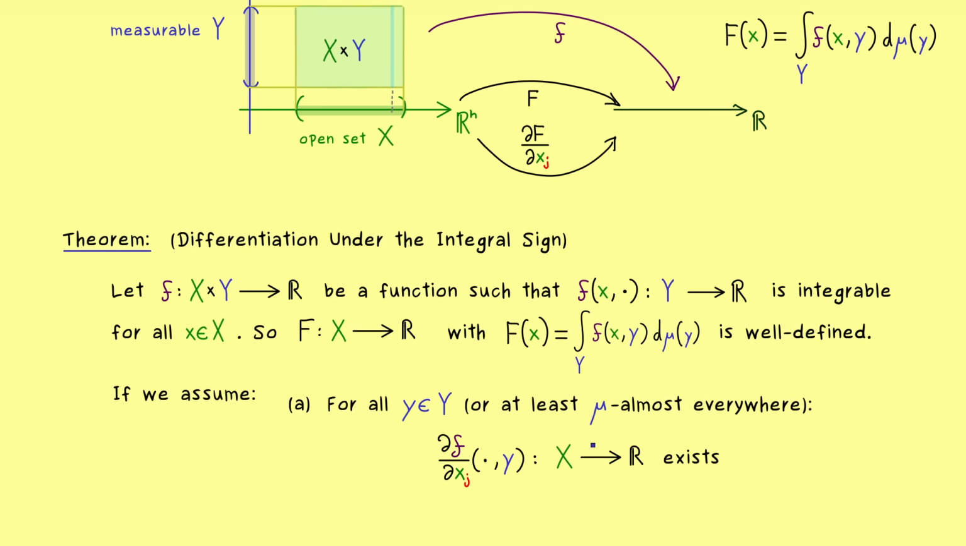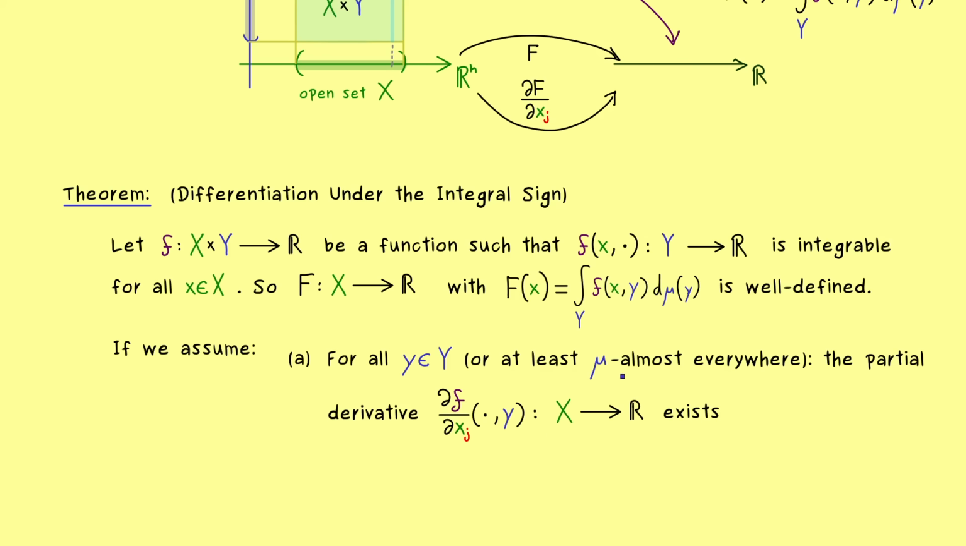And in measure theory, we just call this property mu almost everywhere, which means we can have an exception set of measure 0. This makes sense because the integral will simply not see this exception set. So this makes the whole assumption a little bit weaker, because now it says we can calculate the partial derivative for almost all y, but definitely for all x.